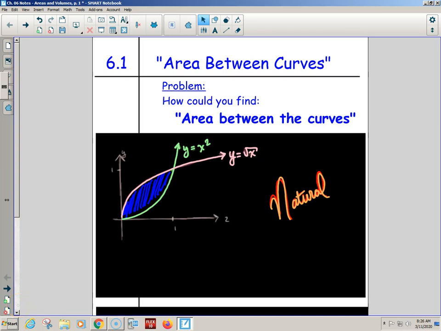Okay, chapter 6 is areas and volumes. Areas and volumes. Wait, area? We've totally done area, haven't we? How do you find area under a curve, in between the curve and the horizontal axis? Right. I love that. How do you find area? Definite integral. A definite integral.